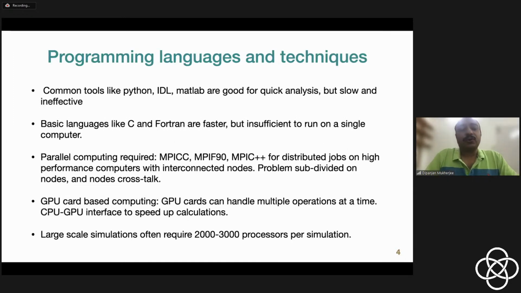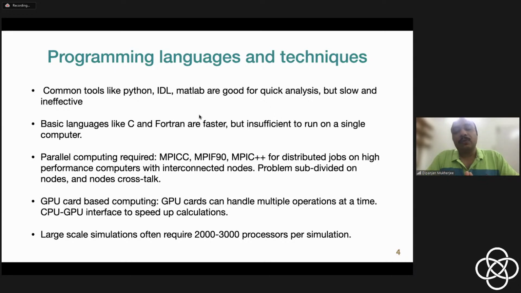Just giving you an overview of what kind of computing languages we require. So we are all familiar nowadays with some basic computing languages, which are quick to use and useful for producing quick analysis and plots, etc. Some are, for example, Python, IDL, MATLAB, etc. But these are quite slow. For large-scale fluid simulations, these are not helpful. For this, we have to go to some basic languages like C, Fortran, C++.